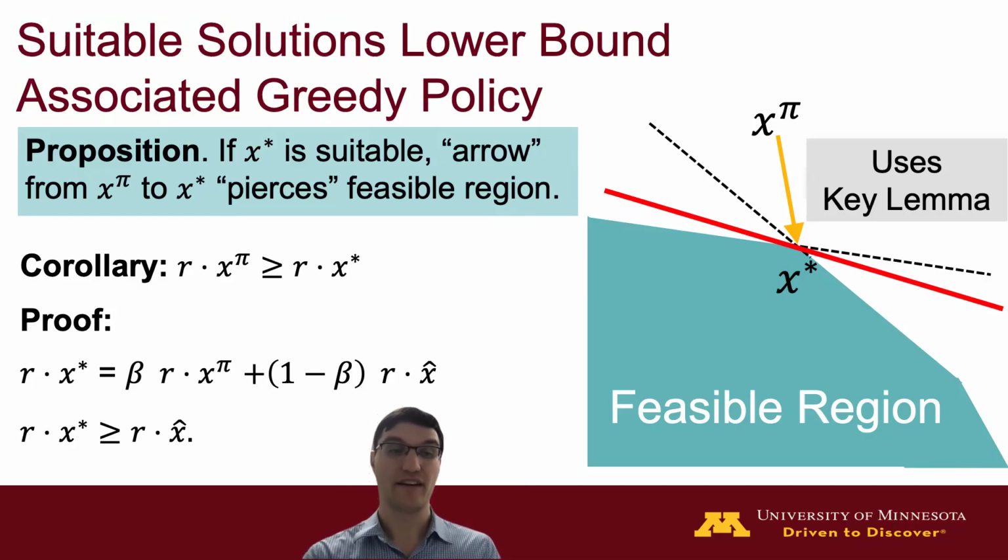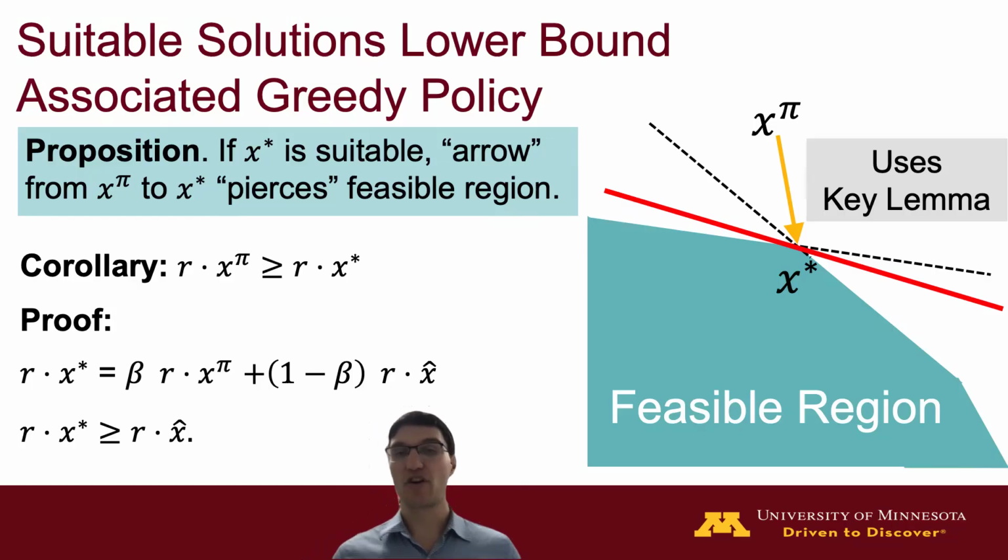we have this equality. But of course, we know that R dotted with x star is bigger than R dotted with x hat because x hat is feasible and x star is optimal. So in order for this first equality to hold, it must be that R dotted with x pi is greater than or equal to R dotted with x star.